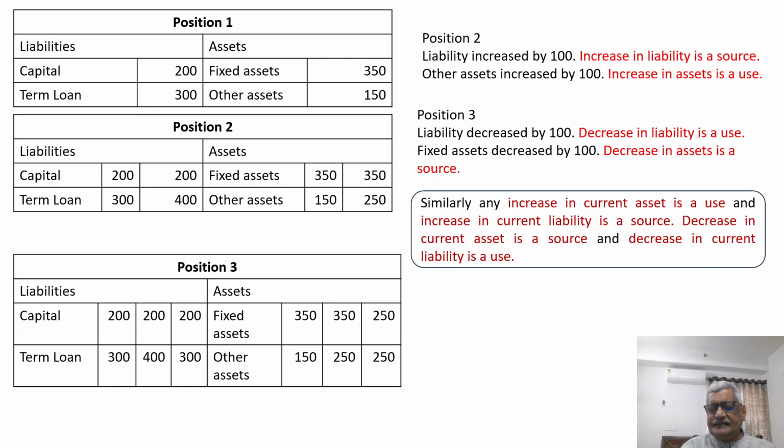Similarly, any increase in current asset is a use and any increase in current liability is a source. A decrease in current asset is a source and a decrease in current liability is a use.